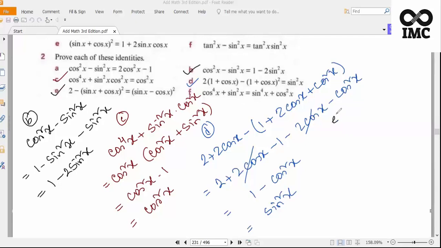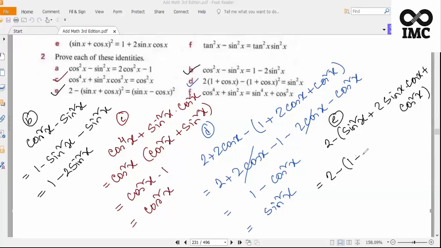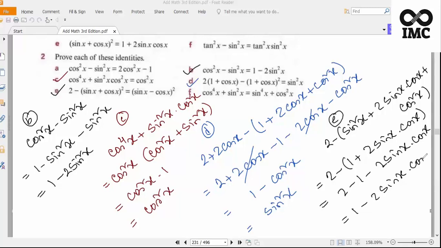Now number E. Number E says 2 − (sin x + cos x)² equals (sin x − cos x)². So 2 − (sin x + cos x)², that is actually (a + b)². So (a + b)² means a² + 2ab + b². Okay. Now, if we remove the bracket, we need to think of another thing, that is sin²x + cos²x. We know that by Pythagorean identity, sin²x + cos²x equals 1. So 2 − (1 + 2sin x cos x), or 2 − 1 − 2sin x cos x. 2 − 1 can be written as 1. 1 − 2sin x cos x.